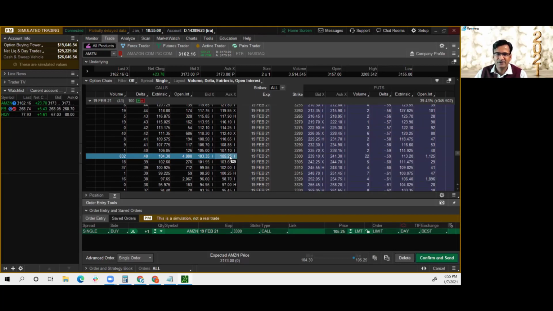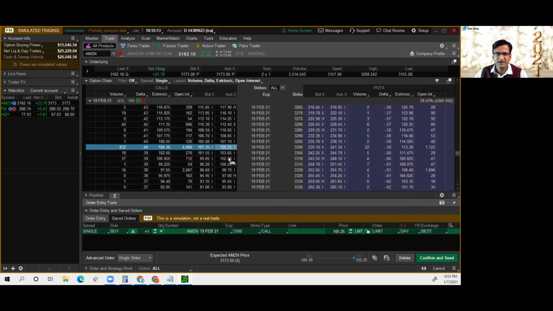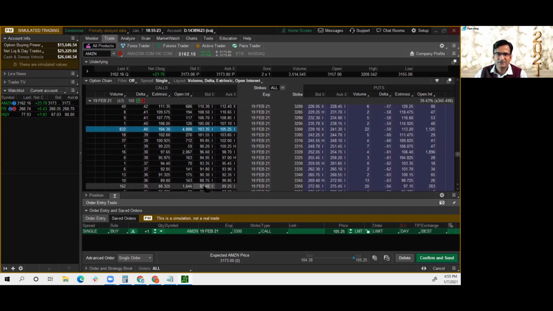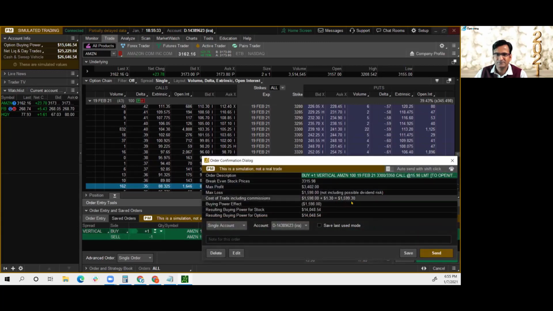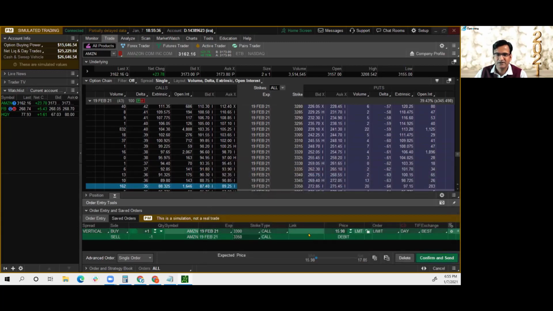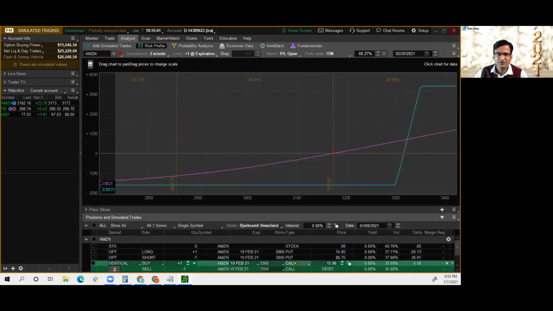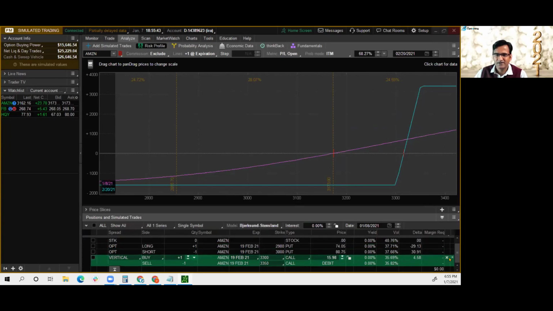So instead of buying just a call, you could buy a call spread in which you limit your maximum upside, but then you have to pay less. So instead of doing just 3,300, buy a call at 3,300 and sell a call at 3,350. Now you have to pay only $1,500, $1,600 instead of paying $10,000. But in this case, you have also limited your upside.